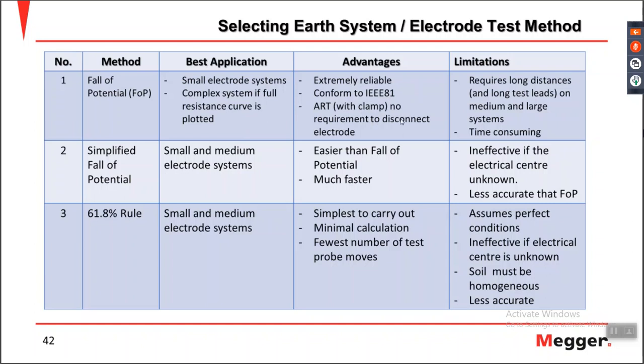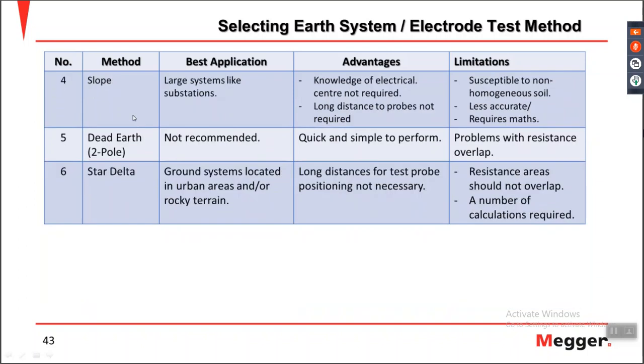I didn't explain this, but it is almost the same as the current clamp-on, but this method still uses the fall of potential, and we add one clamp to measure the current flowing to the electrode under test. The limitation you can also see on this chart. And simplified fall of potential can be used on small and medium electrode systems with some advantages and some limitations. And the slope test is especially very good for large systems like in a substation.